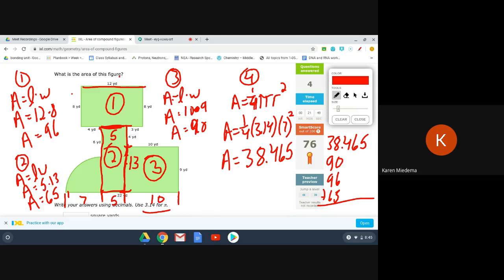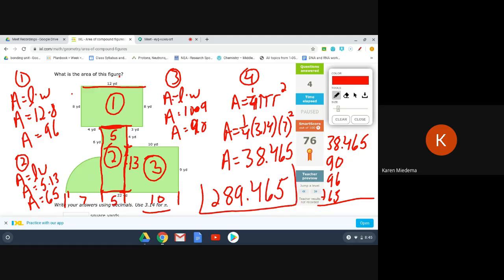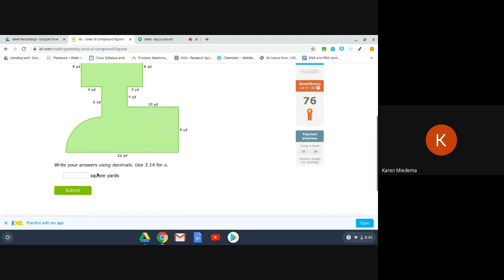I'm going to go ahead and use my calculator. 38.465 plus 90 plus 96 plus 65. I get 289.465.